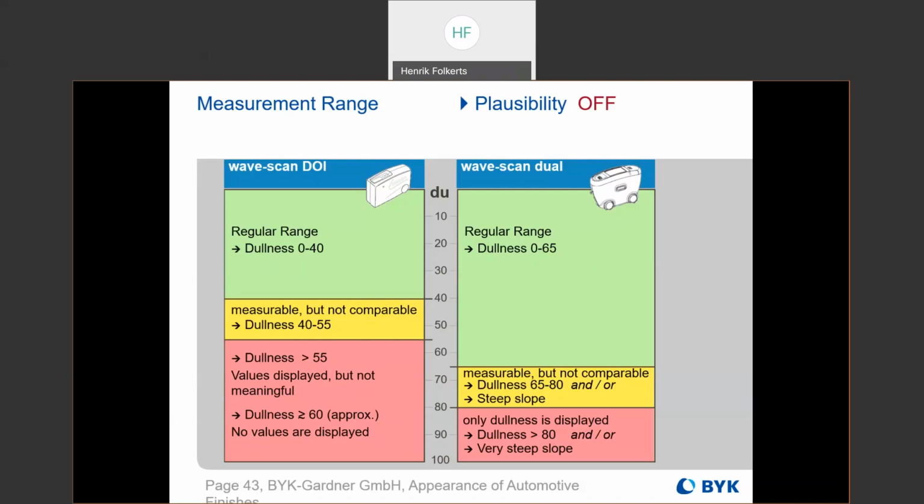And the other thing is, remember, it's dullness and not gloss. You can have two different glosses, and the higher gloss could actually be duller, and you won't be able to measure that. So just be aware, it's not necessarily gloss, it's dullness. And like I talked about before in the presentation, the dullness measurement uses a camera and not just a light like a gloss meter, because it's two different measurements.